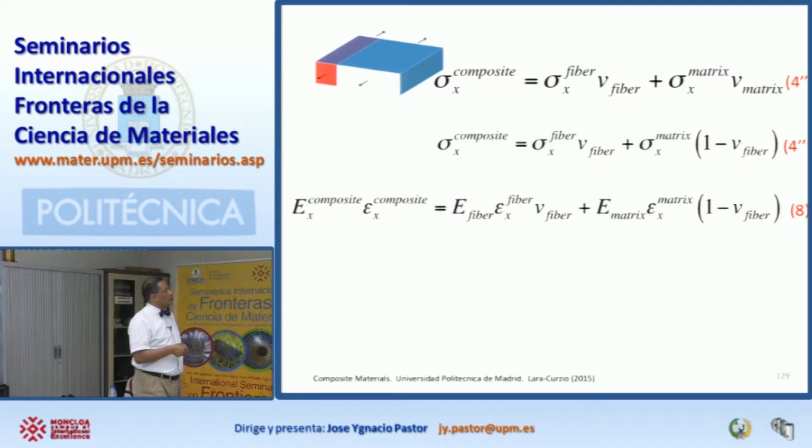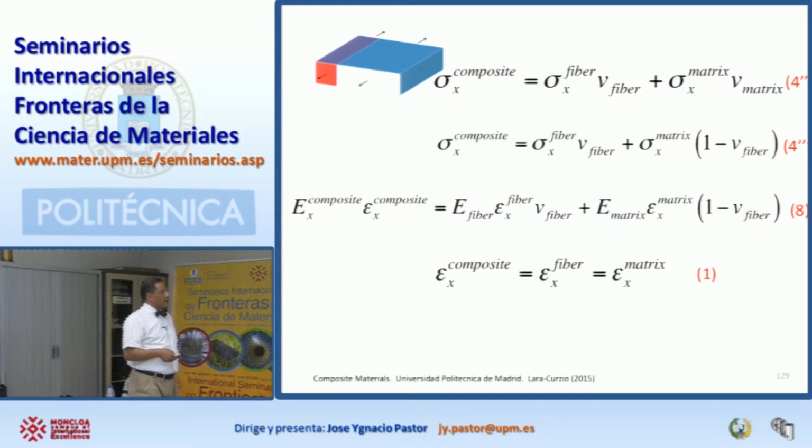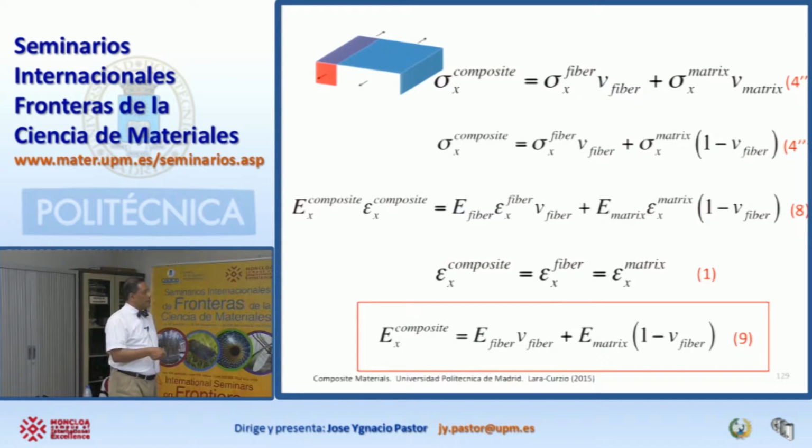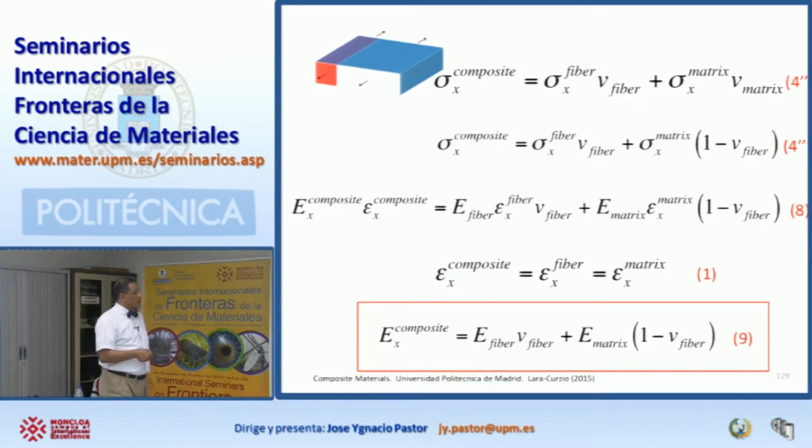So we substitute for the stress here. We substitute for the stress for the fibers. We substitute for the stress in the matrix. If you remember at the very beginning, we had said that the strains were the same. And now we find an expression for the modulus of the composite as a function of the modulus of the fiber and the modulus of the matrix. Okay? This is what we know as the rule of mixtures.